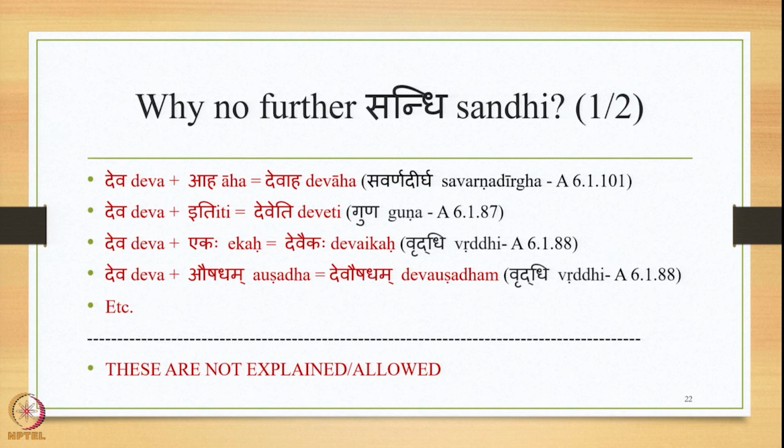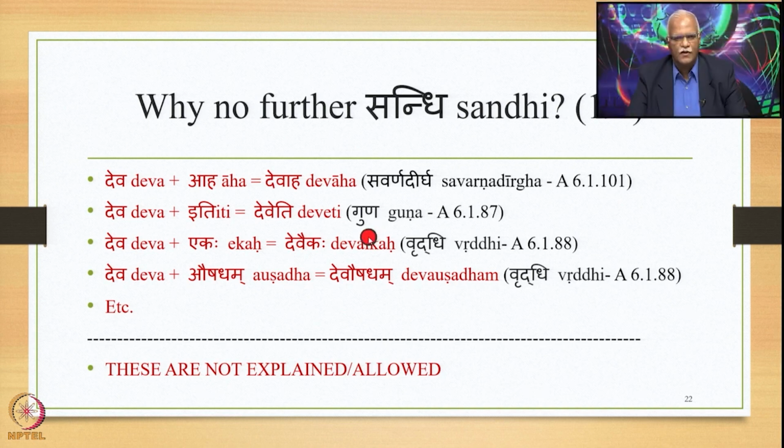sandhi? Like for example, in deva plus aha, we can do the savarna dirgha sandhi by 6.1.101 by substituting this a and this a by the savarna dirgha of a, namely a. So we can have devaha. Similarly, deva plus iti, this is the output. We can apply guna sandhi. We can apply the sutra ad gunaha 6.1.87 and do the guna sandhi and get the form deveti. Similarly, deva ekaha, this is the scope for the vruddhi sandhi 6.1.88 and the resultant output would be devaikaha. Similarly, deva plus aushadham, once again vruddhi sandhi and the output would be devaushadham.